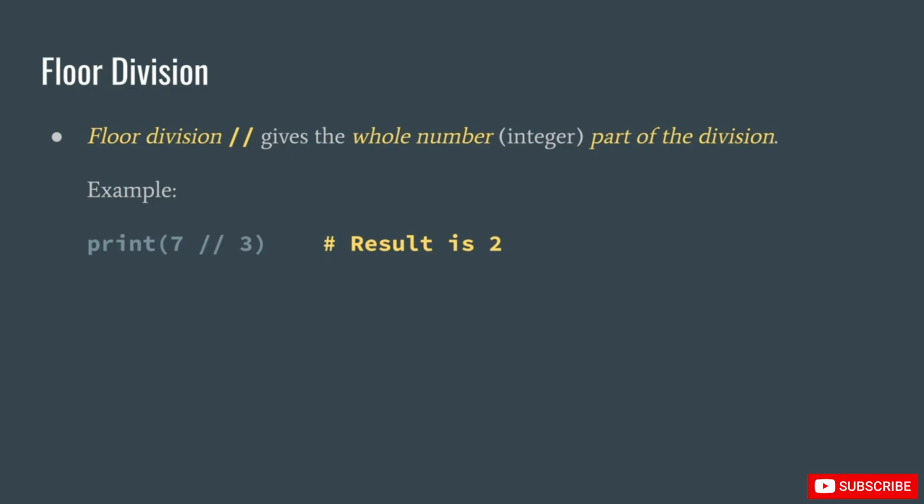Floor division gives you the whole number part of the division, ignoring the decimal. In other words, it rounds down to the nearest integer. So when you divide 7 by 3 using floor division, the result is just the whole number, which is 2.